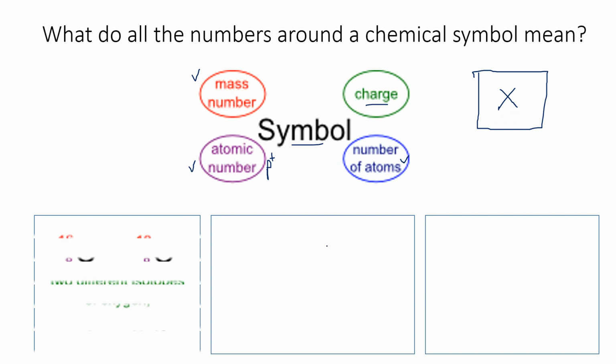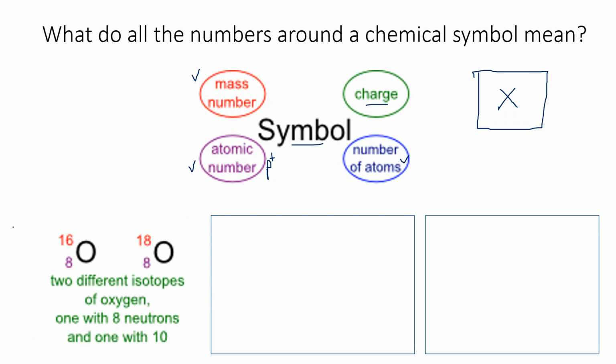So let's look at some examples here. So here we have oxygen. Now, if you notice, the proton number for oxygen is 8. That's not going to change because it's oxygen. Okay, it's going to have 8 protons. I don't care what else is going on with it, the proton number is the same. If you see a number in the upper left-hand corner, this is the mass. So this particular oxygen has a mass of 16. This particular oxygen has a mass of 18.